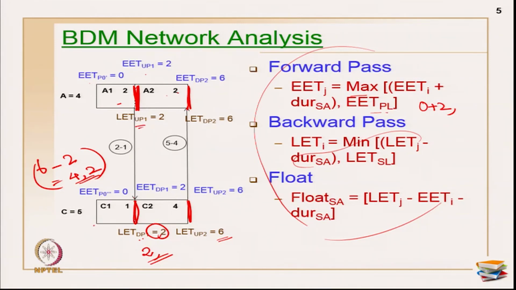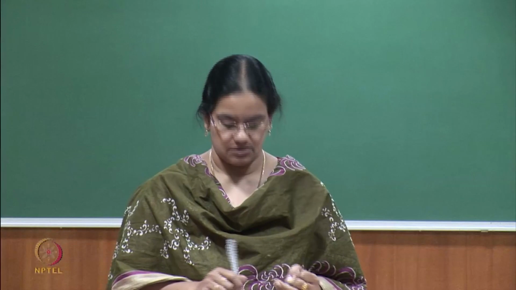Now, I can do this or this, anything is fine. Okay. So, I am going to do this first. Late event time of this particular node is 2 minus 2 is 0. Late event time of this particular node is 2 minus 1 is 1. Okay. So, now forward pass is done, backward pass is also done. Okay. Now, let me erase.